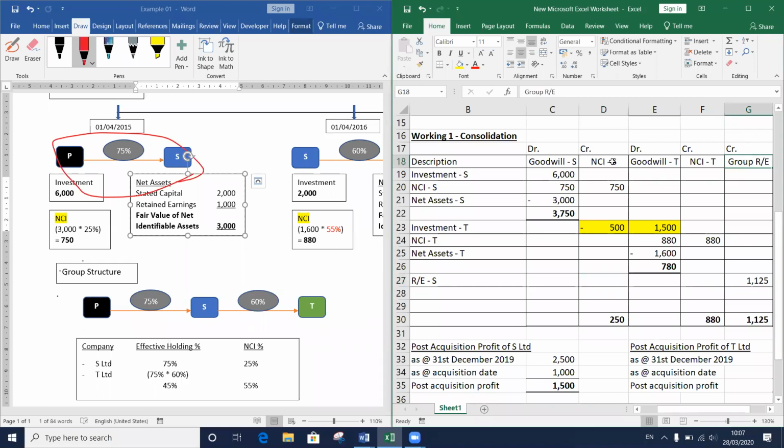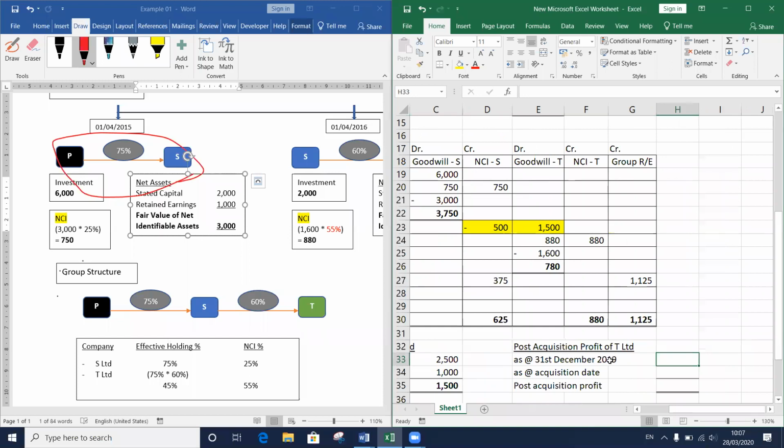Since we control, the remaining 25% should be in this column, NCI of S. 1500 into 25% is 375. Right. That is for S Limited. For T Limited, we need to do the same, right? In the balance sheet, T Limited is the other one.